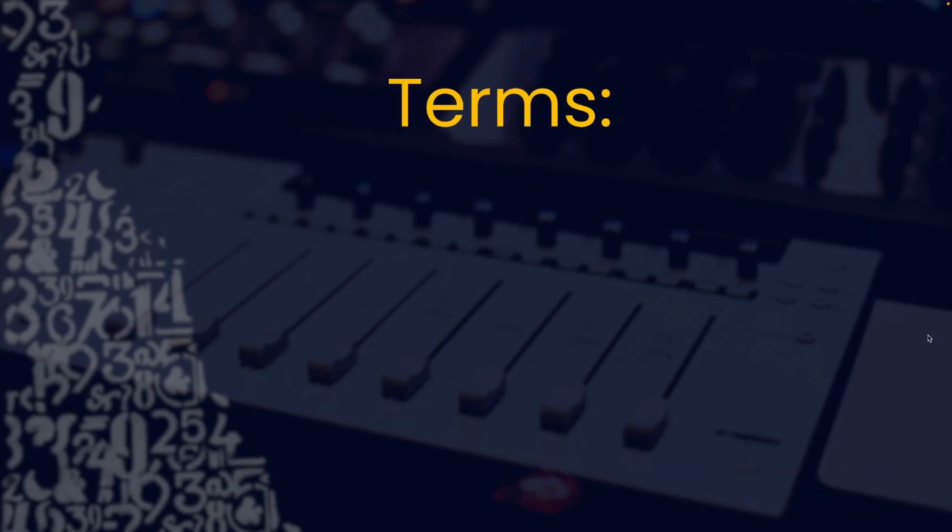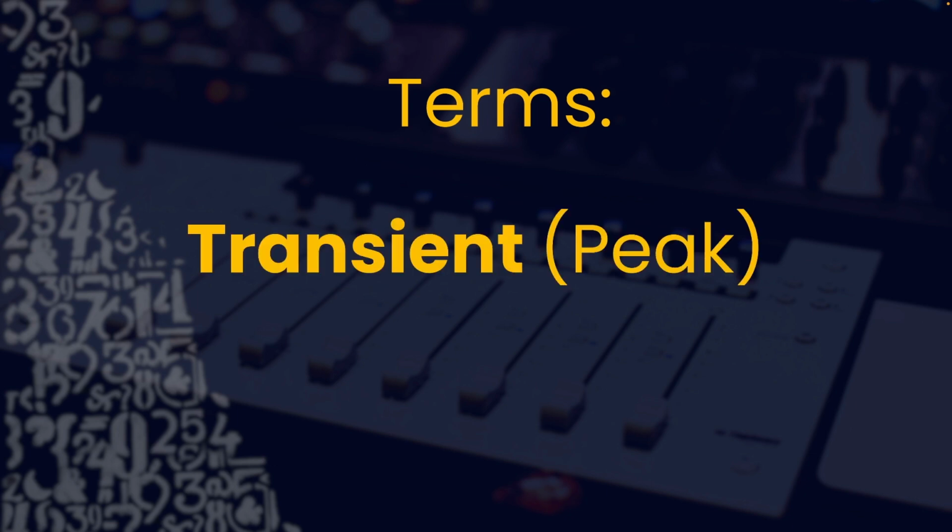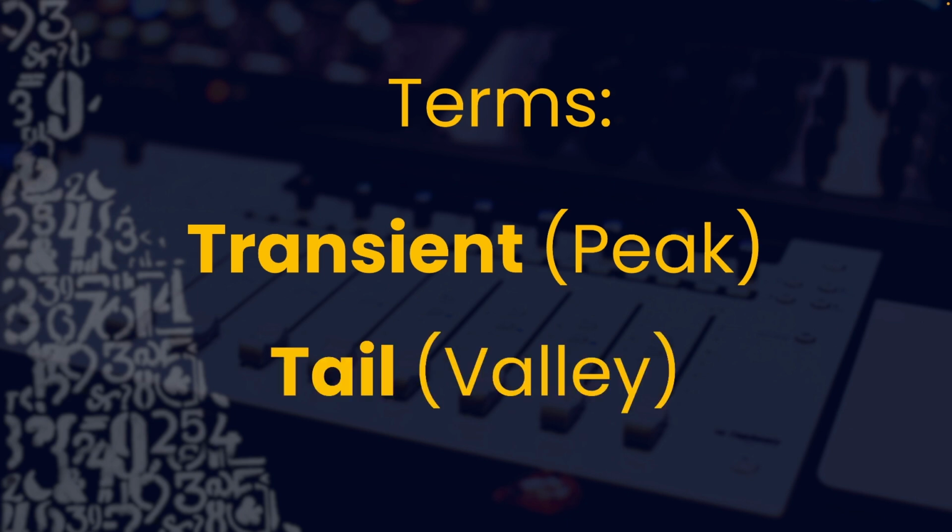So the first thing we need to do is cover a couple terms that you need to understand because I'm going to be using these again and again throughout this lesson. The first one is transient or peak. This is going to be the initial impact of the note, or the loudest section of the note. The tail or the valley is the rest of the note. So basically anything that's not the transient is the tail. The loudest part of the note is the transient, everything else is the tail.